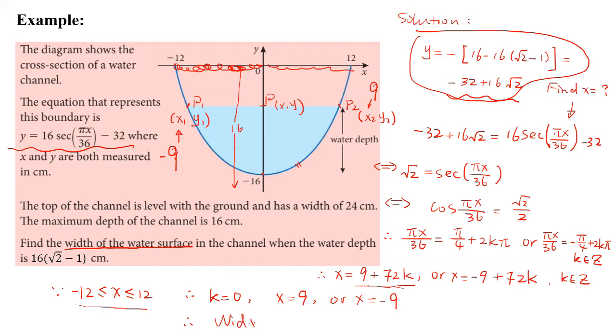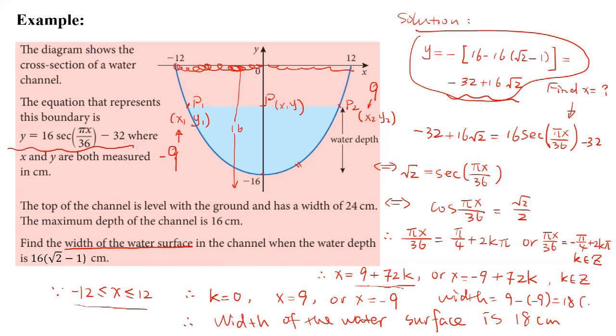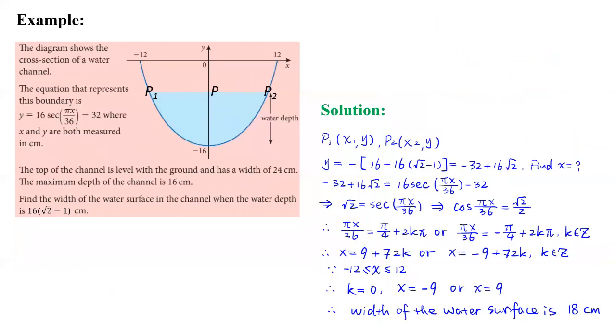Okay, so now let's make the conclusion. The width of the water surface is 18 centimeters, because the width is just 9 minus minus 9, which is 18 centimeters. You can also check the complete solution in the lecture slides if you like after the class.